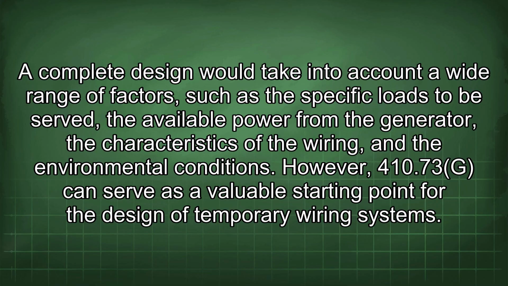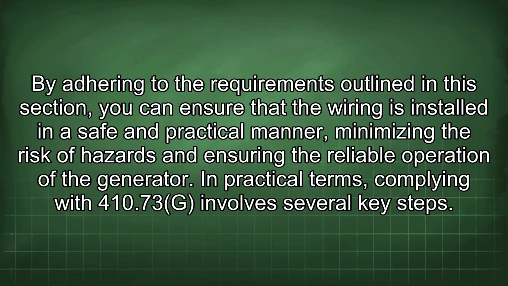However, 410.73G can serve as a valuable starting point for the design of temporary wiring systems. By adhering to the requirements outlined in the section, you can ensure that the wiring is installed in a safe and practical manner, minimizing the risk of hazards and ensuring the reliable operation of the generator. In practical terms, complying with 410.73G involves several key steps.